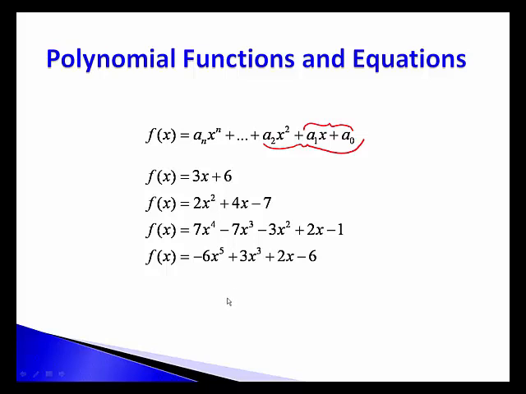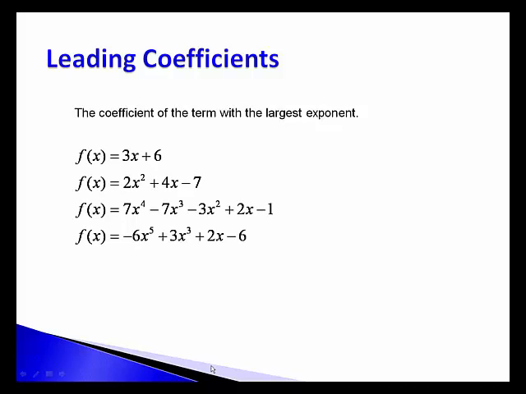Now let's look at leading coefficients of polynomial functions. The leading coefficient is just the coefficient of the term with the largest exponent. So let's look at those same four functions and pick out the leading coefficient. In this one, it is a 3. In this one, it is a 2. In this one, it's a 7. And in this one, it's a negative 6.